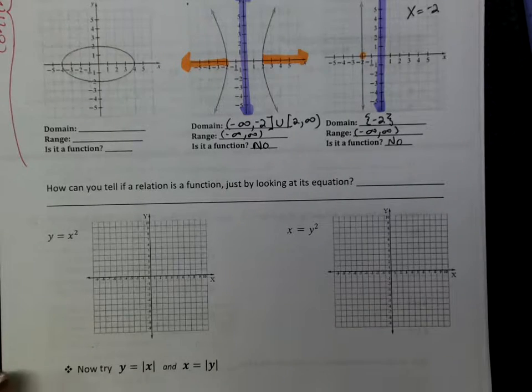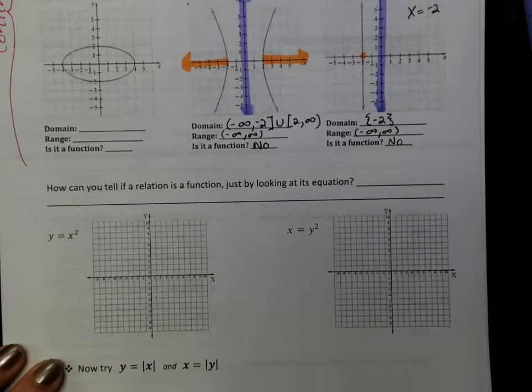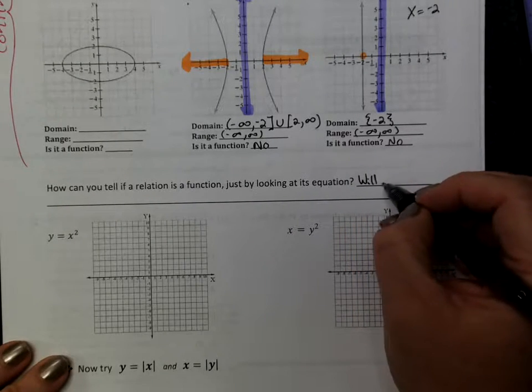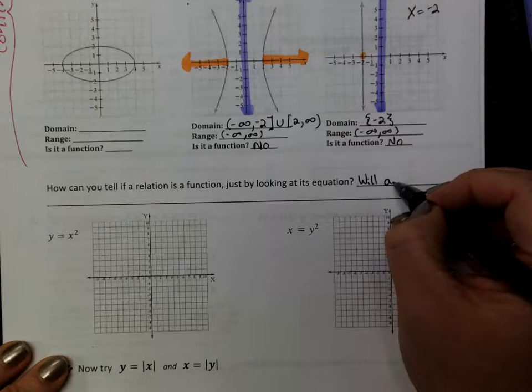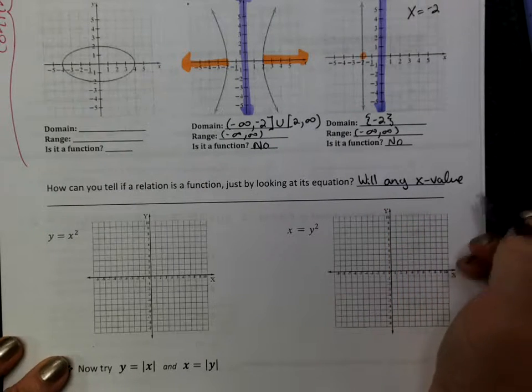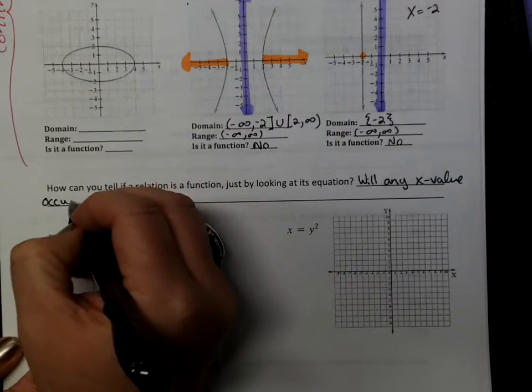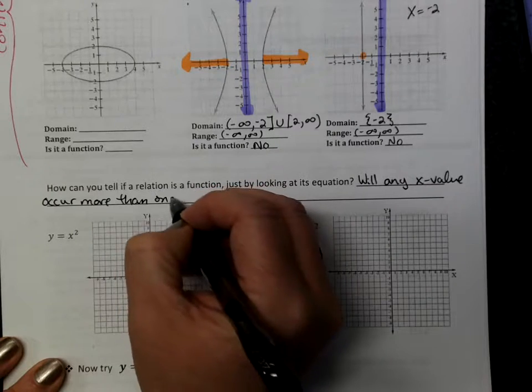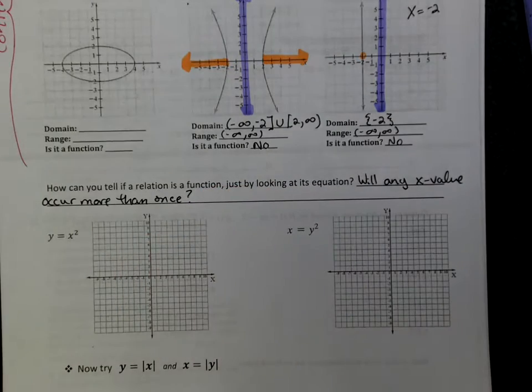Let's go a little deeper into that. You can tell by asking this: will any x value occur more than once? Of course, if it will, then you don't have a function. Sometimes that's easy to see logically, like with a line, and other times it gets a little more complex, but we're going to look at some good clues for that.